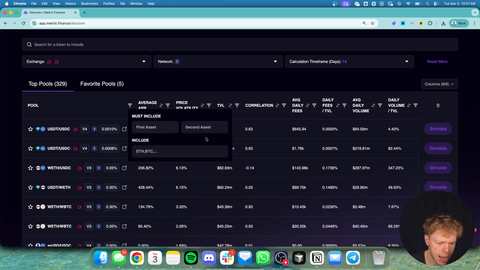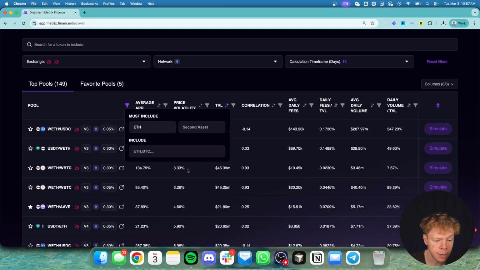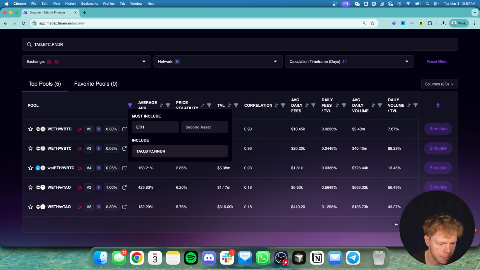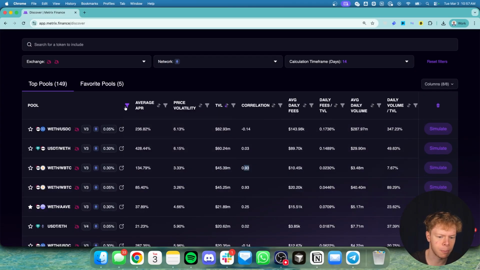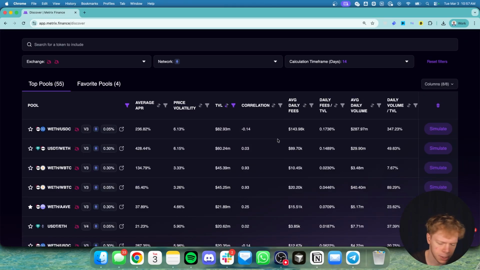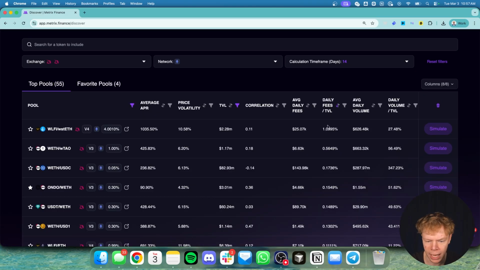Now we can filter by assets. Say we want to look at stuff with ETH in it, we can do that right here. And then maybe we want to look at stuff with TAO, Bitcoin, Render, or RNDR, I should say. Stuff like that, we just type it in over here and it will let us filter. In this example, I just want to look at stuff paired with ETH. APRs, I usually do not filter by them yet. TVL, I'm going to look at greater than $1 million, basically, just because I don't want to dive into illiquid pairs. I'm also going to look over here at the daily fees to TVL mark, and I'm just going to sort that by highest to lowest.